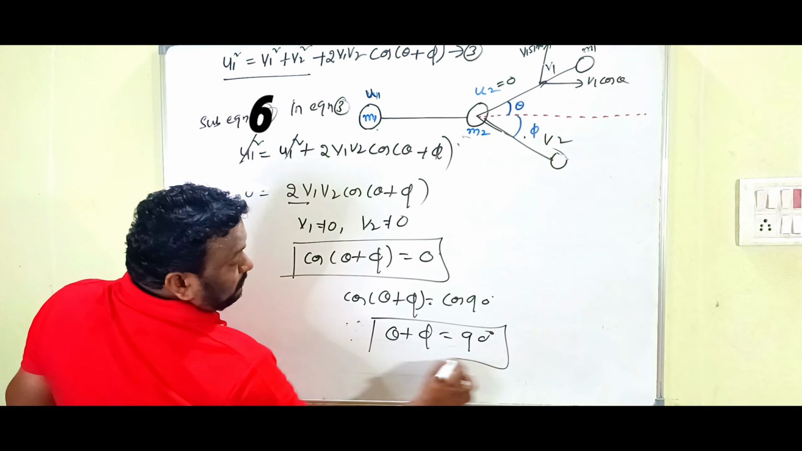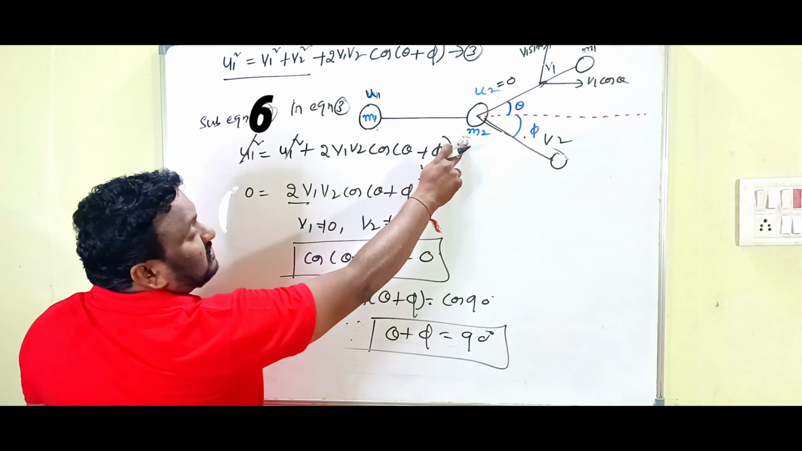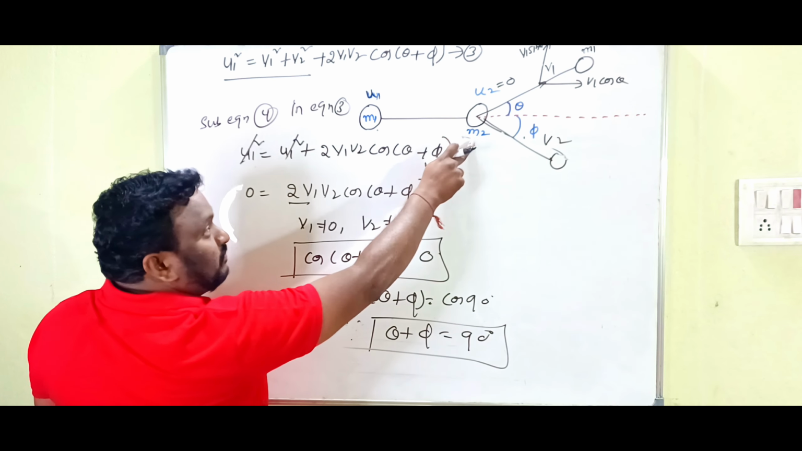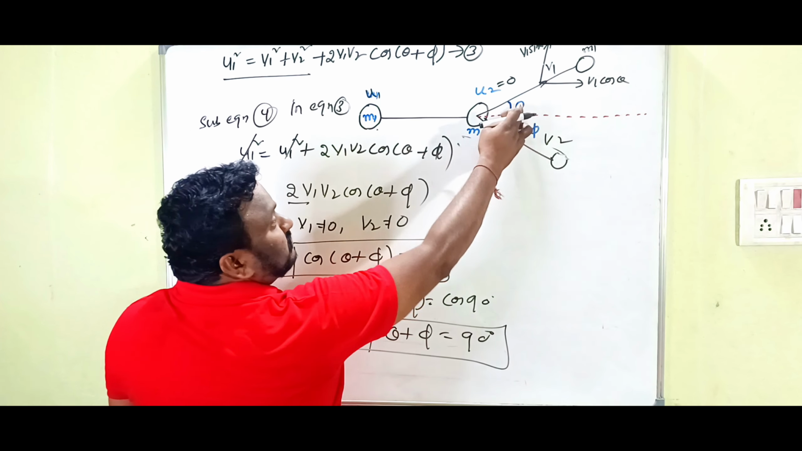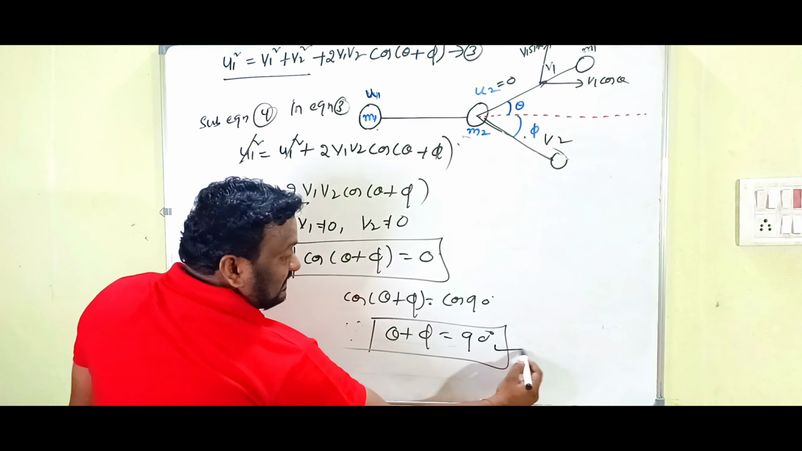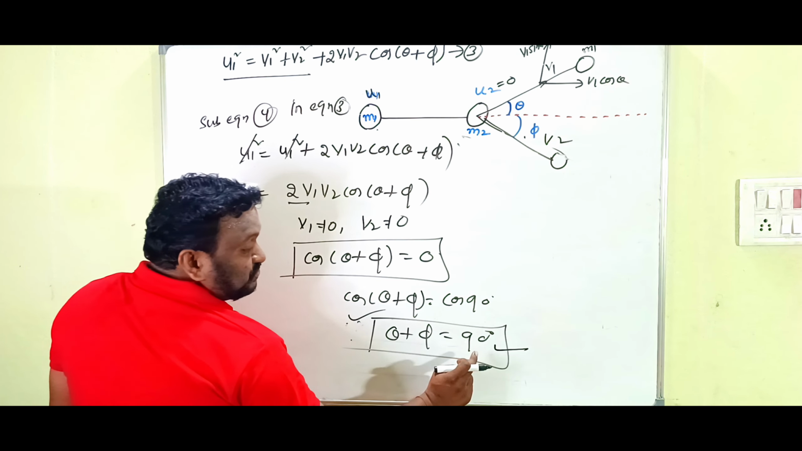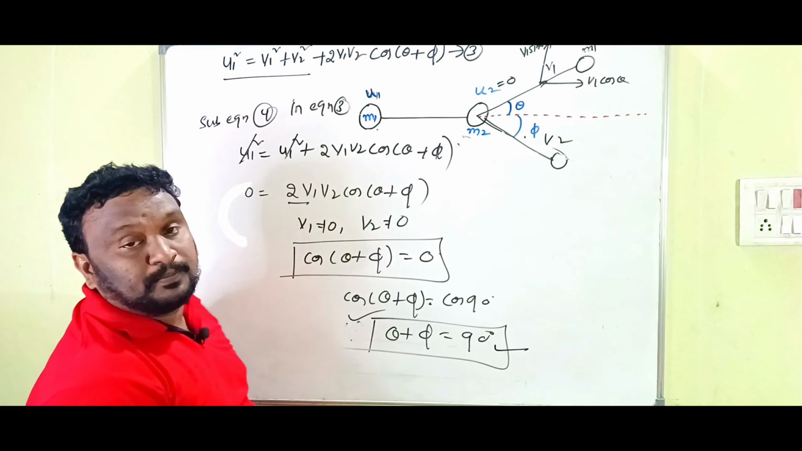We have to prove that when two bodies of equal mass, with one at rest, participate in an oblique collision, after the collision the sum of these two angles must be 90 degrees. That is what we have to prove. So θ+φ equals 90 degrees. That is what we had to prove, children.